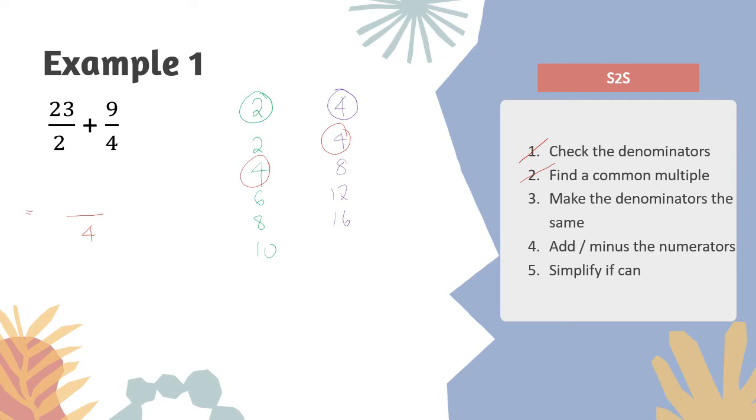Because the common multiple between 2 and 4 is 4, this is already 4, so you don't need to change it. You only need to change the denominator 2 to 4. So how do you change that to 4? What is 2 times something gives 4? 2. So we need to multiply this by 2. Now, the rule is whatever you do to the bottom, you have to do to the top. So if you multiply the bottom by 2, you have to multiply the numerator by 2.